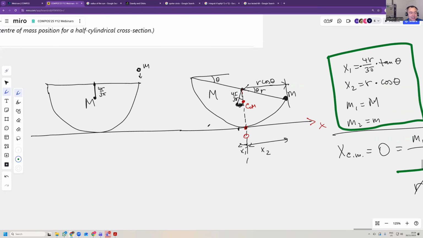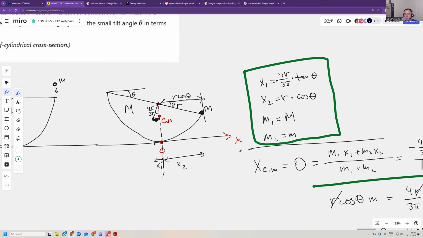So you can see that when the mass tilts, the center of mass of the big mass moves to the left, and the small mass stays on the right. And then the center of mass will always be directly above the point of contact. And once you figured out x1, x2, m1, m2, that's done. The problem is solved.